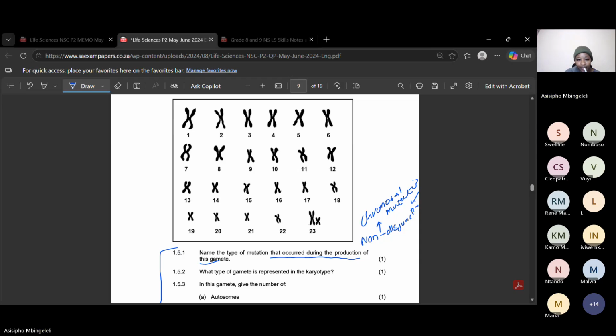Swelihle, what type of gamete is represented in the karyotype? Sperm gametes. Correct. But I ended up saying female gametes because I noticed that there were 2 X's. Okay, so you said sperm and then you crossed it out, and what did you say? No, I initially first said female gametes. Okay, when you say female, that's not a name of a gamete. That's a sex or a gender. When you say female gamete.